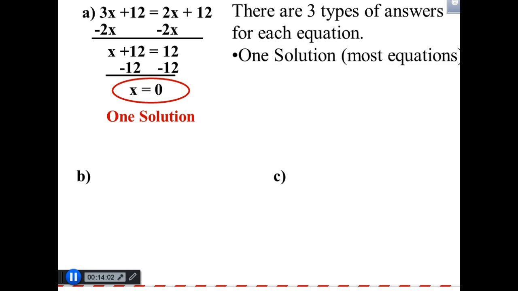You get an answer, basically. That's most of the equations. Pretty much everything you've been doing has an answer. Okay? There are 2 other special cases. How do you know if you have one of those special cases? What gives it away? Okay. Another good question to ask yourself.